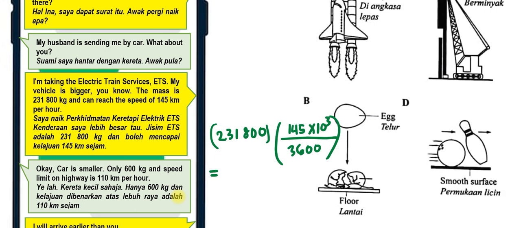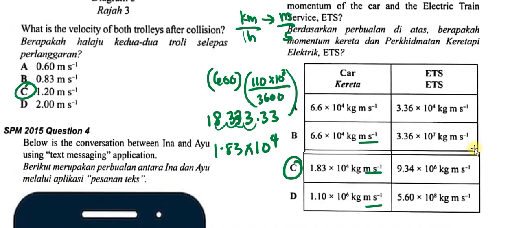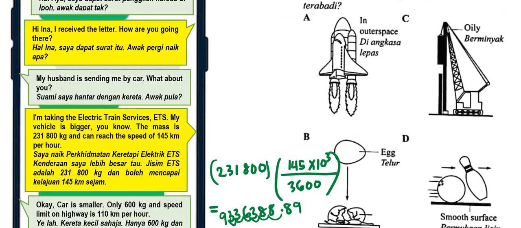145, 231,800. Okay. So you will get the answer 9336388.89, something like that. So 1, 2, 3, 4, 5, 6. Okay, 9.33 or 34 times 10 to the power of 6. So the answer is correct. Okay, next one, number 8.